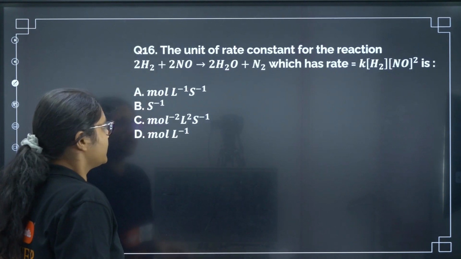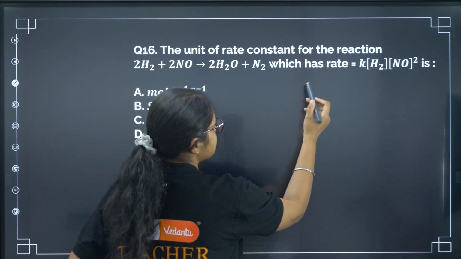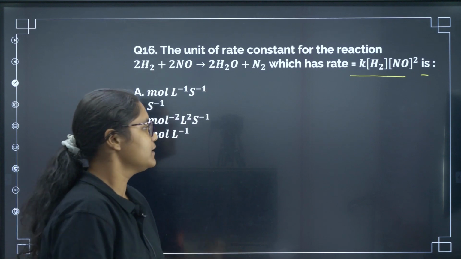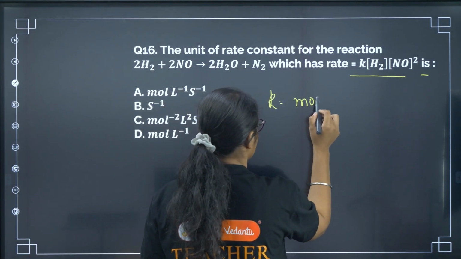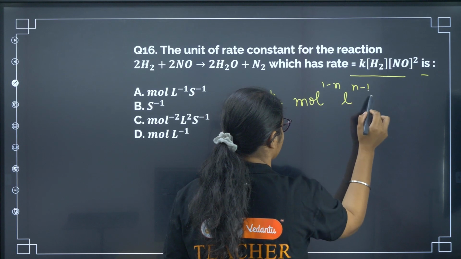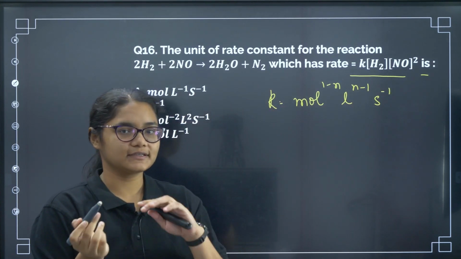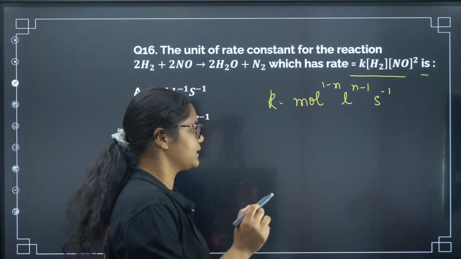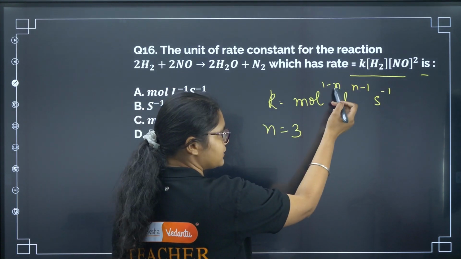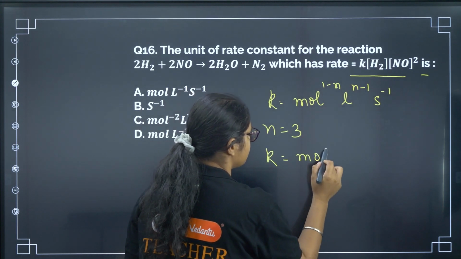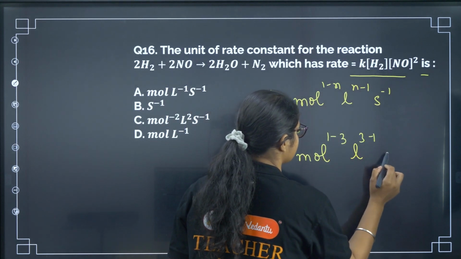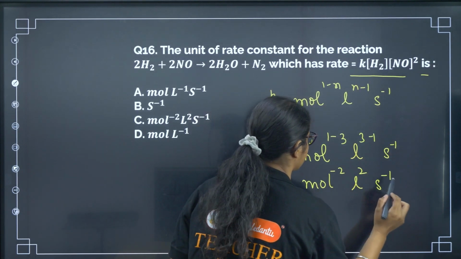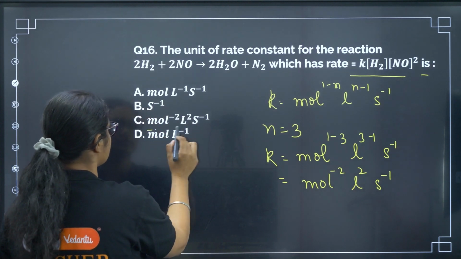Next question. The unit of rate constant for the reaction which has the rate law as this is... So for this, first of all, we should know the general formula for rate constant. So K is equal to moles to the power of 1 minus n, liter to the power of n minus 1, second inverse. Now order is the sum of the powers of the concentration terms. So here H2 power is 1, NO power is 2. So I can say the total order is 3. Now substitute this 3 here and then calculate. So moles to the power of 1 minus 3, L to the power of 3 minus 1, second inverse. So we'll get mole to the power minus 2, liter squared, second inverse. So the correct answer for this question will be option number C.